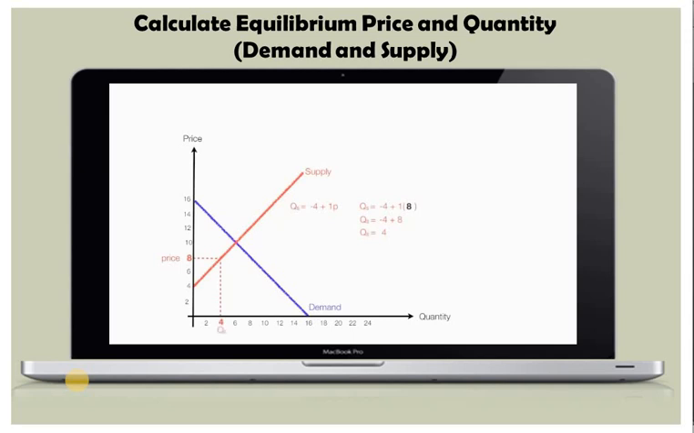Now let's imagine the equilibrium point. The equilibrium point is going to be the purple dot right there. That's where quantity demanded is equal to quantity supplied. So I take these two equations and set them equal to each other. Negative 4 plus 1p is equal to 16 minus 1p. Now I'm going to use a little algebra and add 4 to both sides of the equation. So now I have 1p is equal to 20. Now I add 1p to both sides of the equation, so I have 2p is equal to 20.